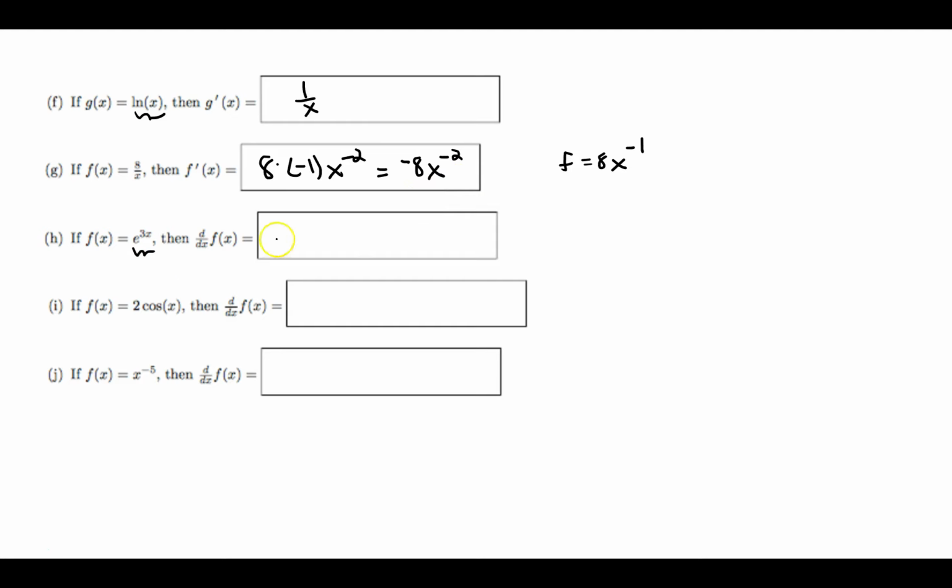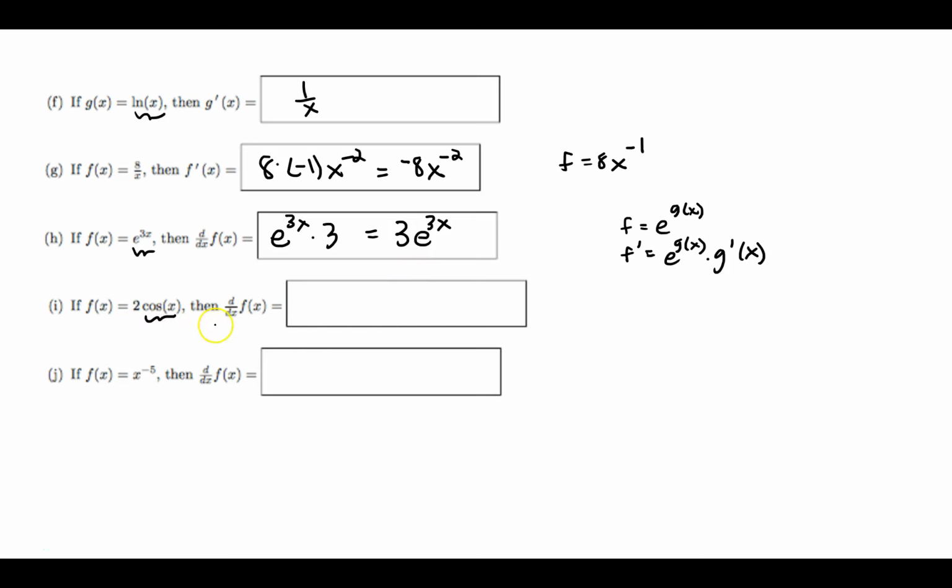Now for e to the 3x, the derivative is e to the 3x. Whenever you have your function as e to another function, your derivative is exactly that same thing. You don't need to multiply by a natural log of e because that's a 1, and then you multiply by g prime of x for the chain rule. So 3x's derivative is 3. You can pull that constant out front and have e to the 3x times 3.